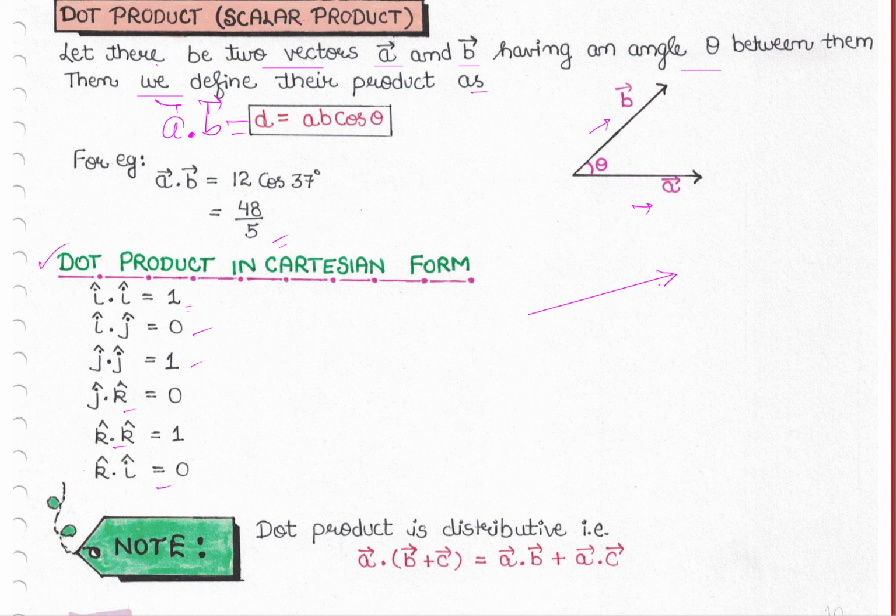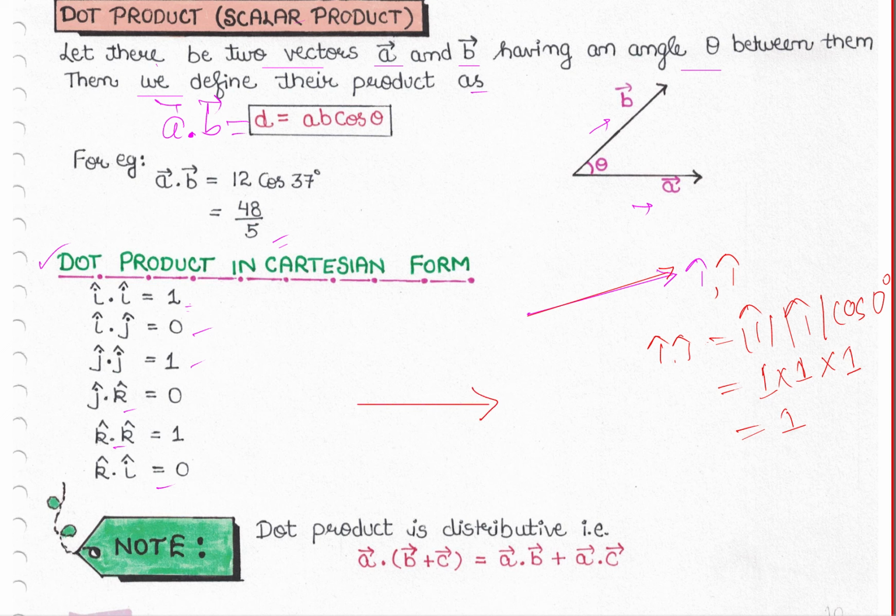So if this is our I cap vector and another I cap vector is like this, and these are parallel to each other, so angle between them is 0 degree. So I dot I is equal to magnitude of I, magnitude of I, cos 0 degree. So magnitude of I is 1, into 1, into cos 0 degree is 1. So I dot I is equal to 1. So why I dot j is equal to 0?